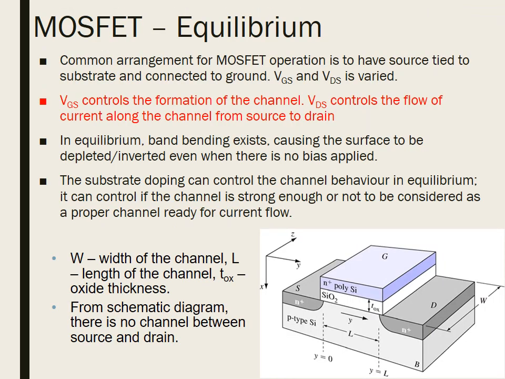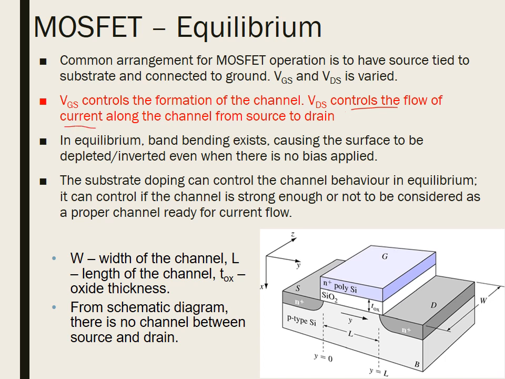A common connection for MOSFET operation is to have the source tied to the substrate and connected to ground while VGS and VDS are varied. Same as what we have learned from the MOS capacitor, VGS controls the formation of the channel. In a MOSFET, we have VDS that controls the flow of current along the channel from source to drain.